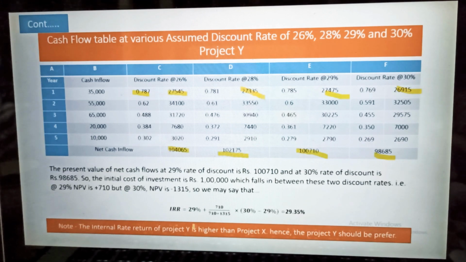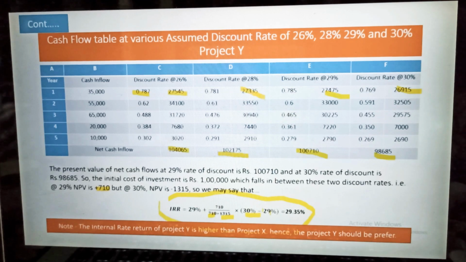So we may say that internal rate of return is equal to 29% plus 710. I have taken this one positive, and divided by 710 positive plus 1315 negative. You have to multiply again the percentage, maximum percent minus 29%. You will check, and after the calculation you will find that your internal rate of return is lying on this point, 29.35%.